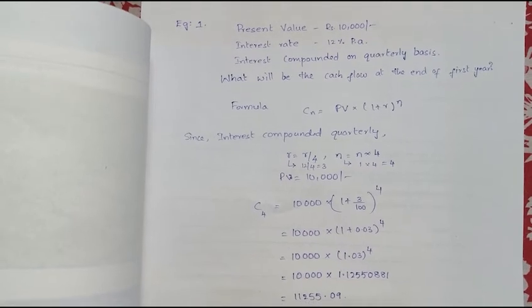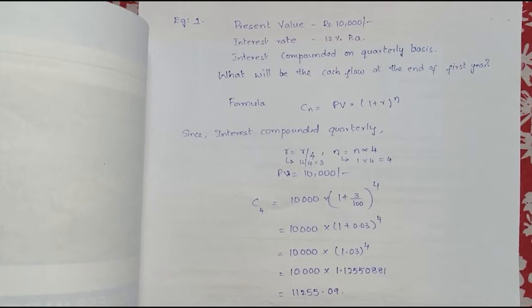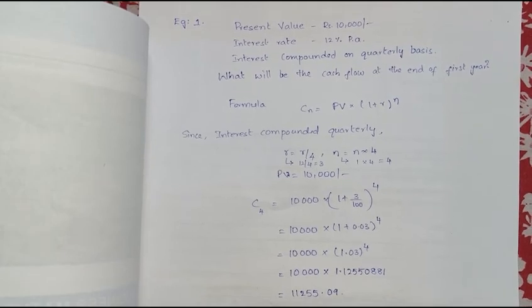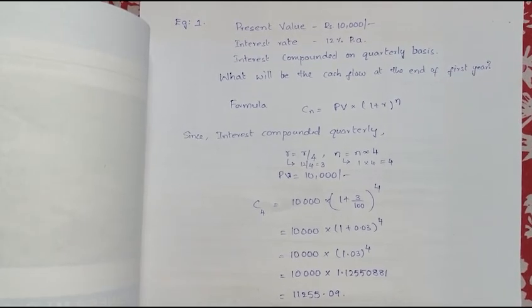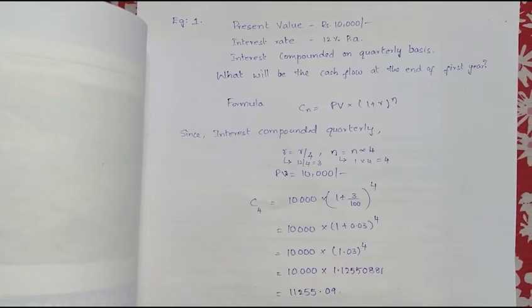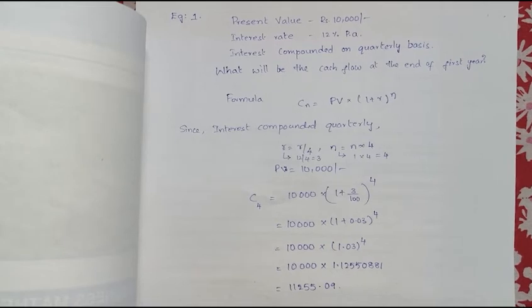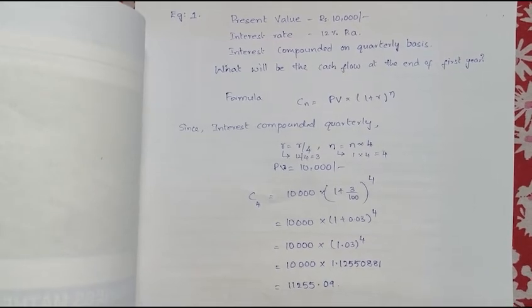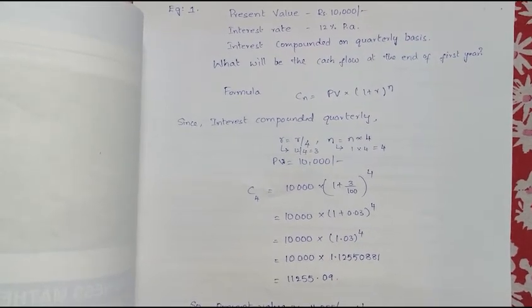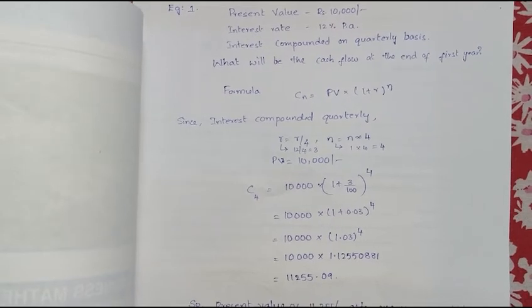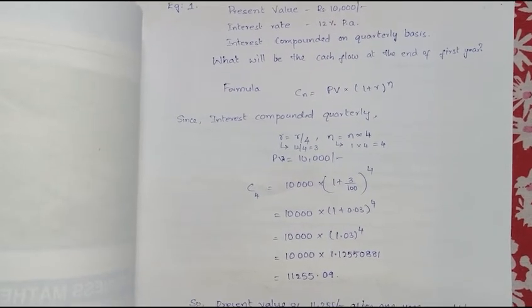The formula is Cn equal to PV into (1 plus R) whole power n, where PV, which is given, is 10,000. Since the interest is compounded quarterly, n equal to n into 4 and R equal to R by 4. Given R as 12% per annum, so R by 4 will be equal to 3, and n will be n into 4, which is 4.